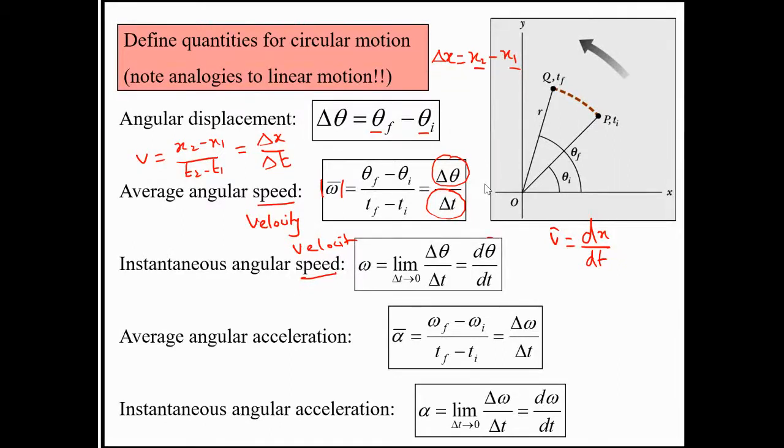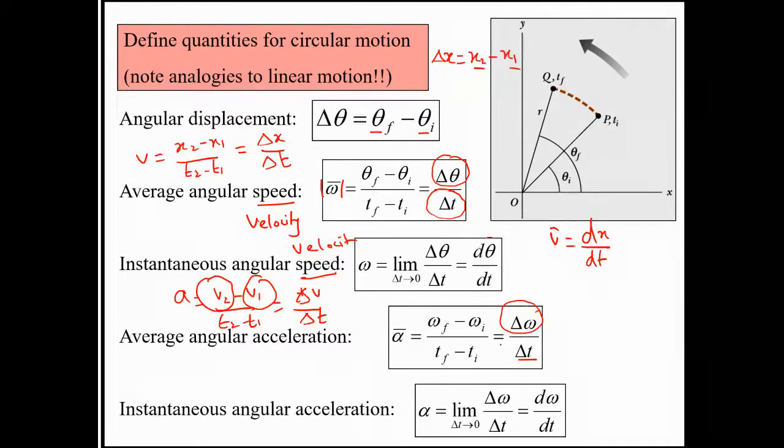And likewise, in chapter number 2, we studied acceleration. What is the formula for acceleration? V2 minus V1 over T2 minus T1, so delta V over delta T in chapter number 2. But here we have to write V2 as omega 2 and V1 as omega 1, so I have to write delta omega over delta T. Exactly the same.